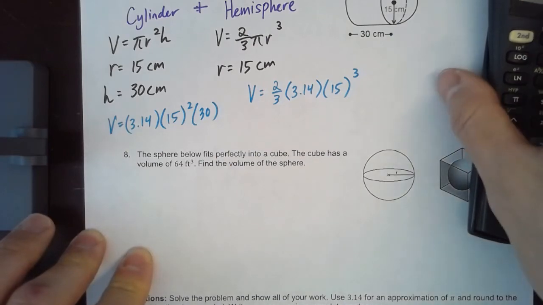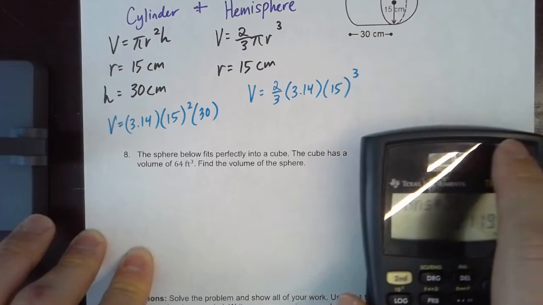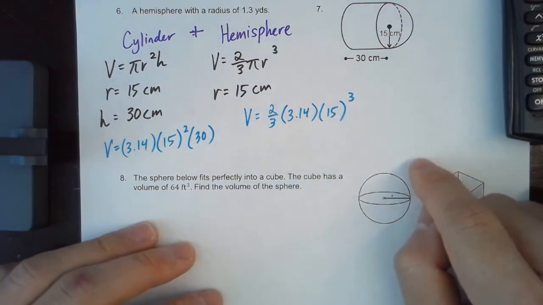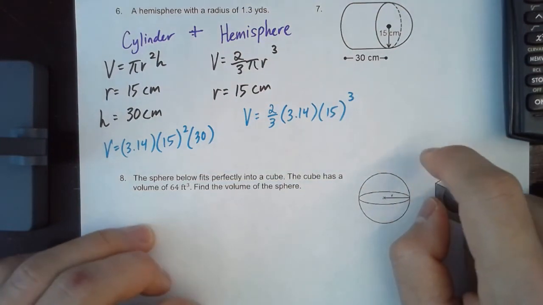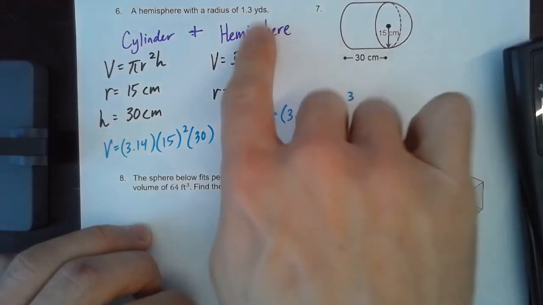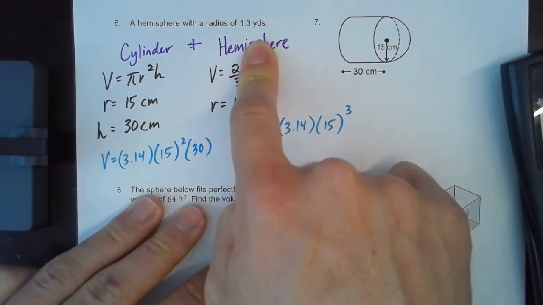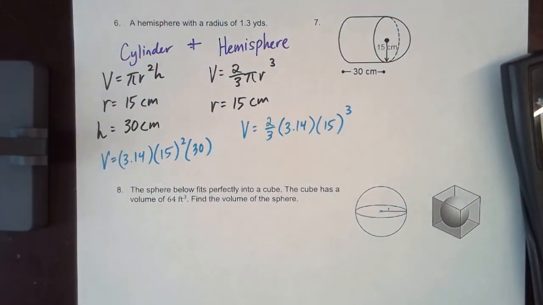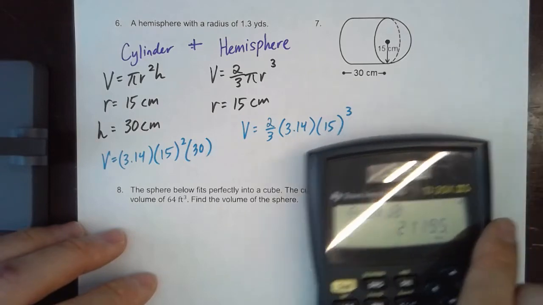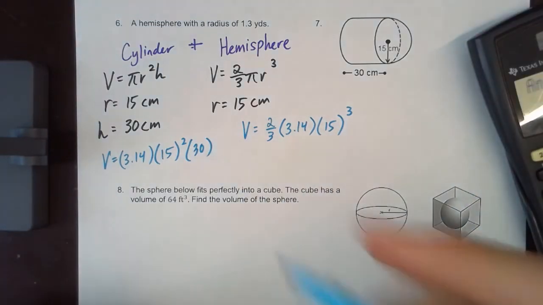Did I miscalculate something? Wait, that's kind of confusing. It says a hemisphere with a radius of 1.3 yards. I'm not too sure why they gave us something in centimeters and then the hemisphere has yards. I think the objective was for us to calculate the total volume in centimeters. So I'm a little confused as to why they gave us that the radius was 1.3 yards, but I'll take a look at that after. I'm getting 21,195, and I'm going to just write that down for now.